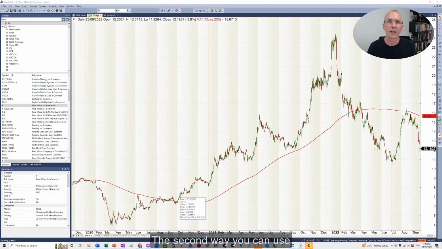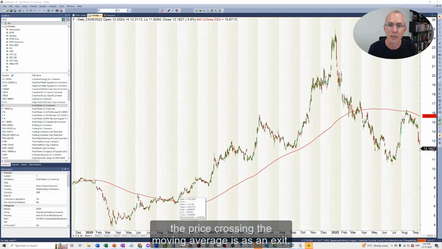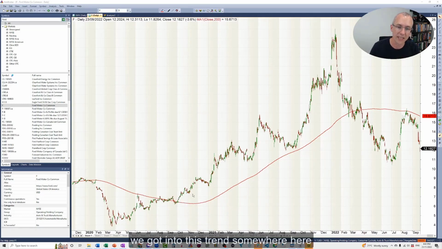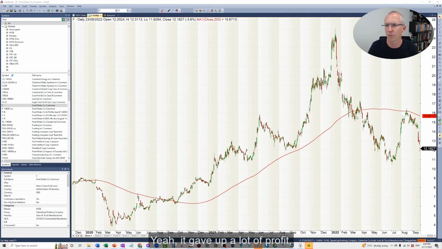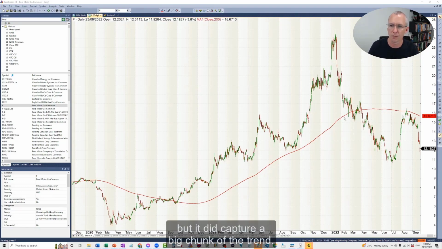The second way you can use the price crossing the moving average is as an exit. So imagine, for instance, we got into this trend somewhere here and we held it all the way until price closed below the moving average all the way up here. That was quite a reasonable exit. Yeah, it gave up a lot of profit, but it did capture a big chunk of the trend.